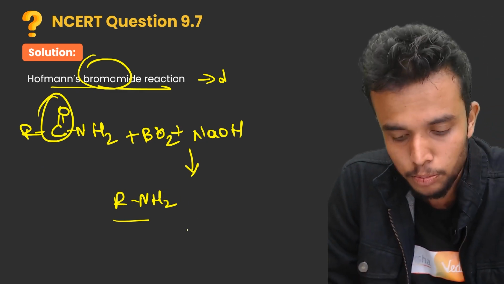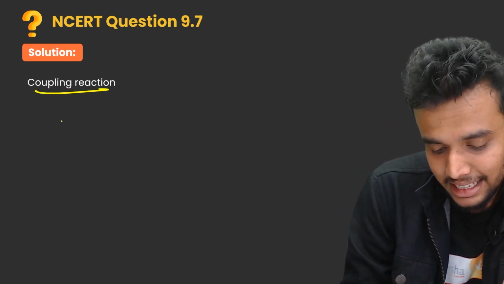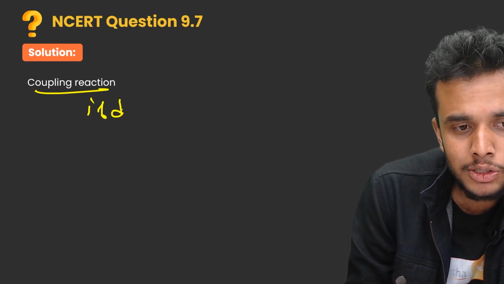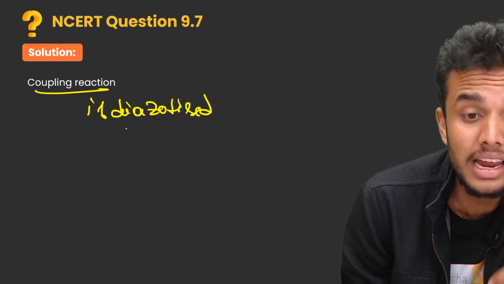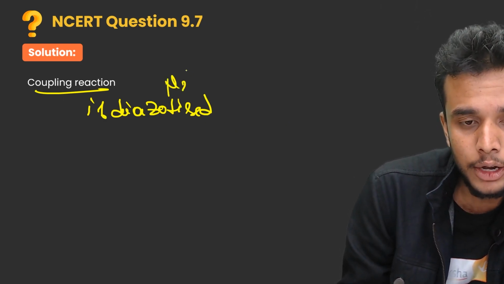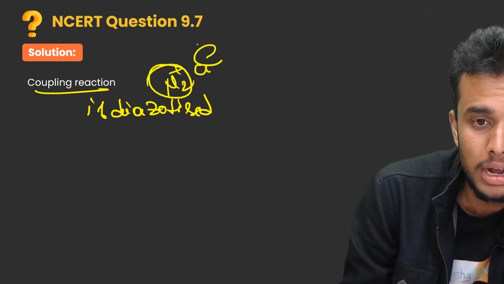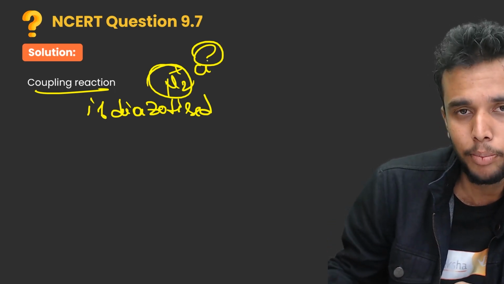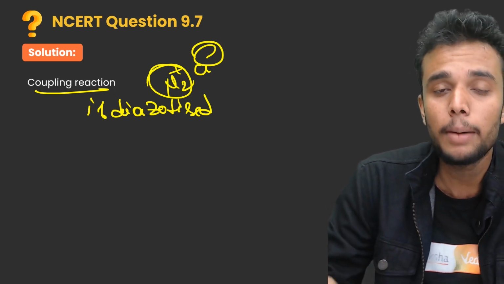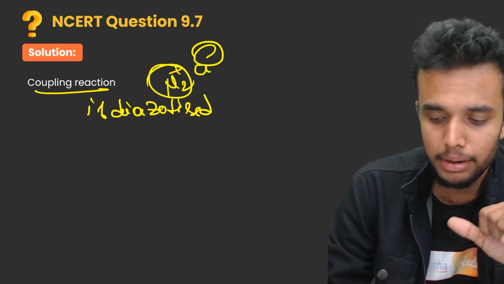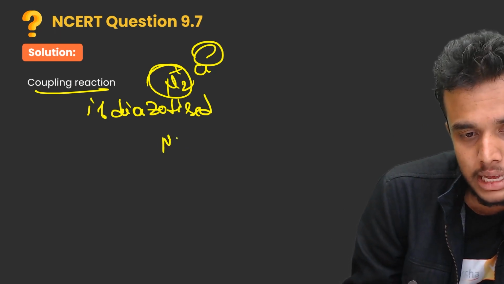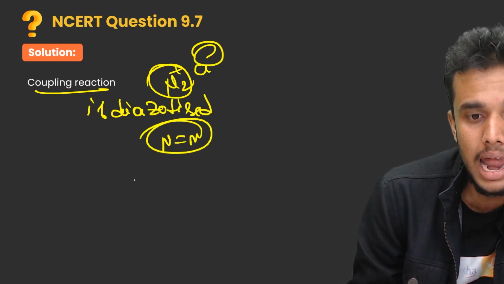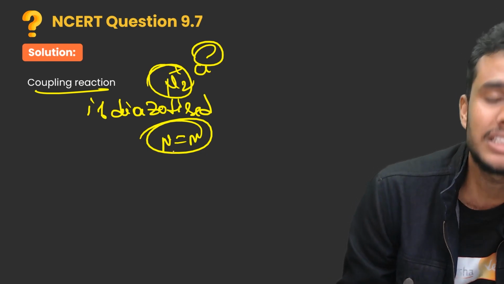Understood, students? Next, let's move on to the coupling reaction. What is the coupling reaction? We already discussed what is diazotization. Diazonium salt, N2 plus Cl minus, is reacted with an aromatic compound to yield a coupled product. Coupling is a reaction that joins two aromatic rings by using an N double bond N link. This reaction is called the coupling reaction.